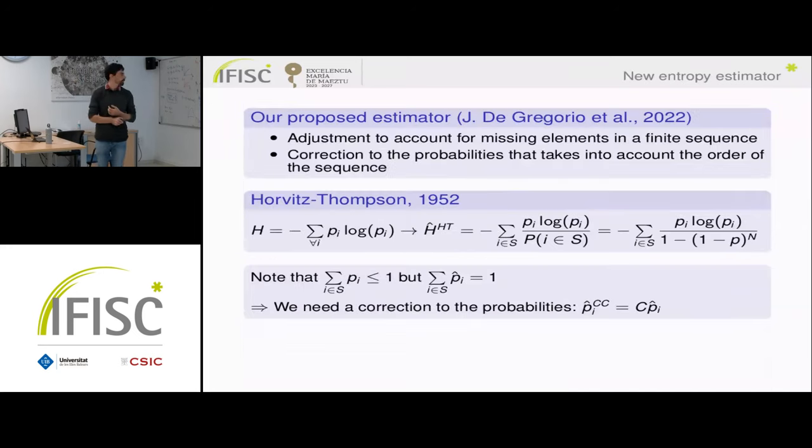Yes, the estimated probabilities are references. If you have a very short sequence, but there are a lot of possible outcomes, you will not see all of them in your sequence. For example, if your sequence is just 10 elements, but your possible outcomes are 100, there are many elements that don't have zero probability, but they will not appear in the sequence.